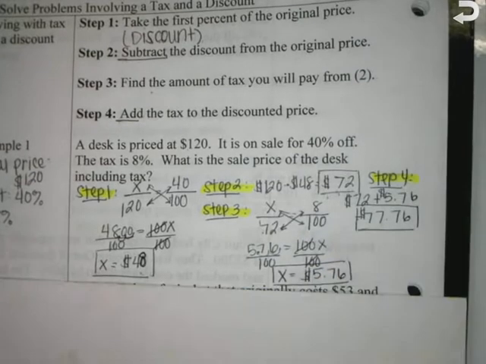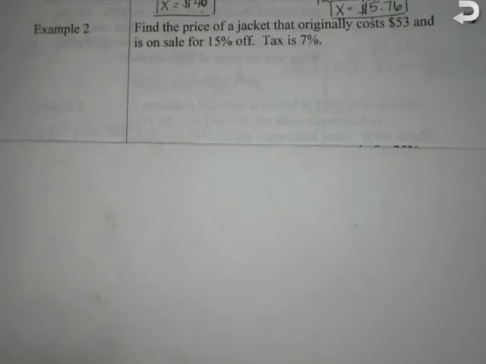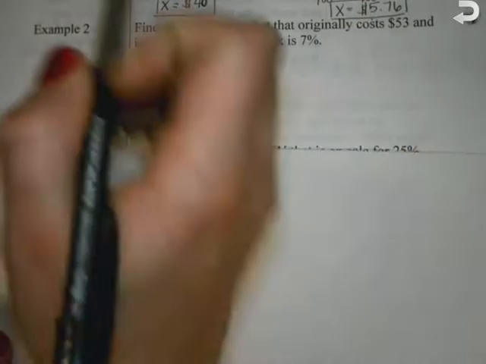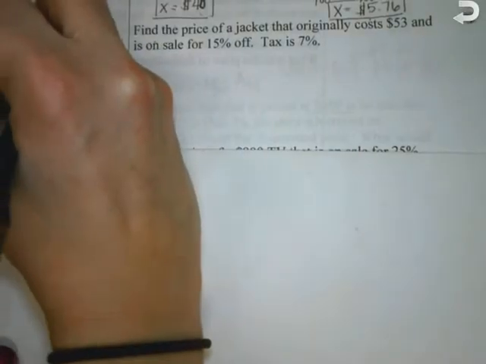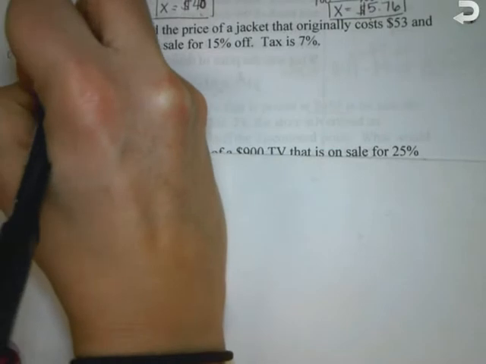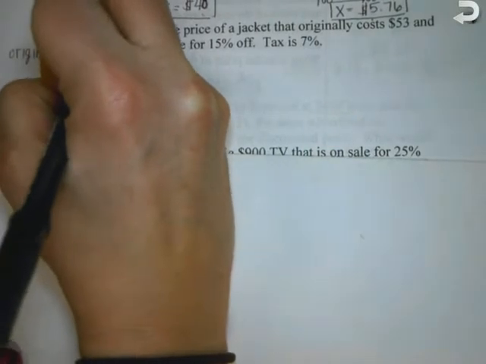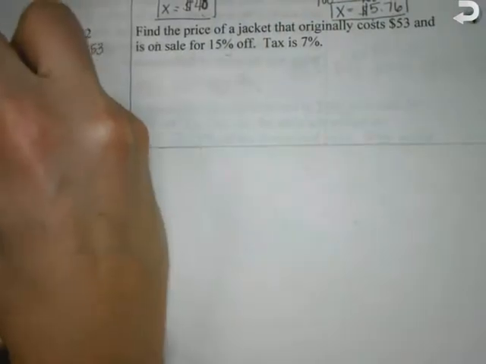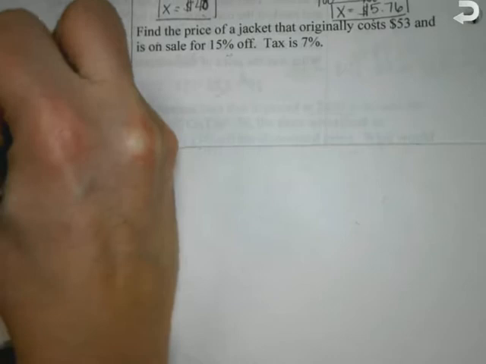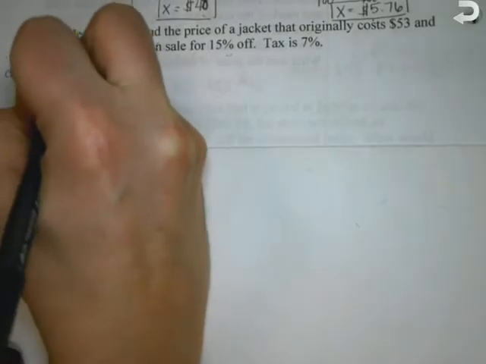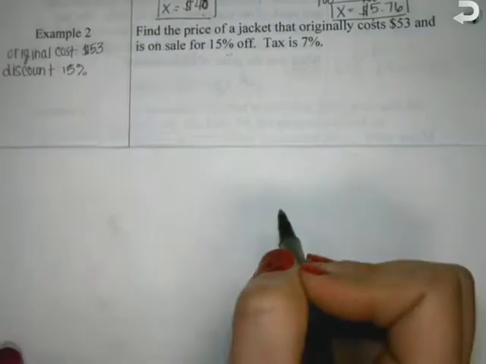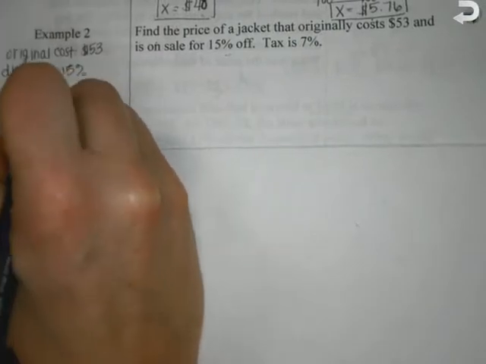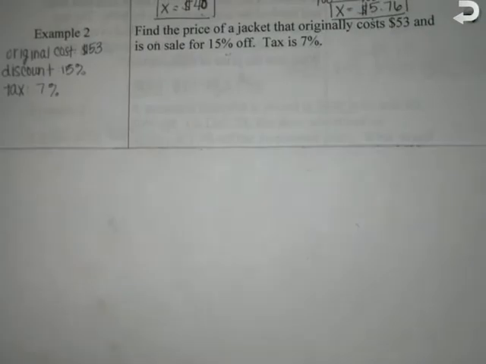So example 2. Find the price of a jacket that originally cost $53. So original cost was $53. It's on sale for 15% off, so our discount is 15%. And tax is 7%. Okay, so make sure you get all that information written down.